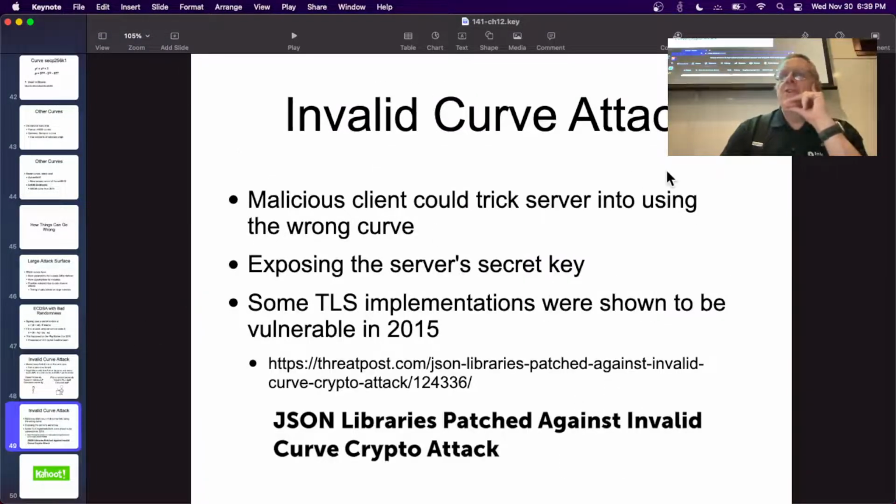All right, and so that's the game here. And some of the TLS implementations were vulnerable in 2015. So this is the problem. You invent all these fancy schemes, but they all have flaws. Anyway, let's take a look at a Kahoot.